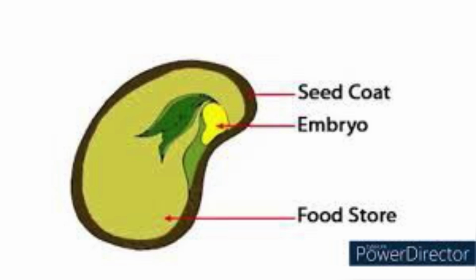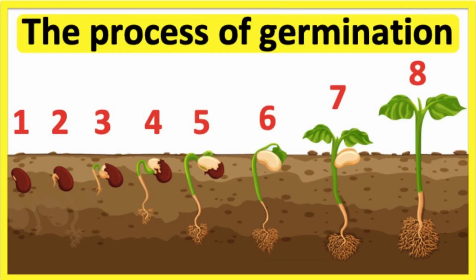Embryo. The baby plant inside the seed is also called an embryo. It is present between the cotyledons. The embryo grows into a new plant after germination. A seed contains an embryo inside it. Under suitable conditions, it starts growing into a new plant. The process by which a seed grows into a new plant is called germination.